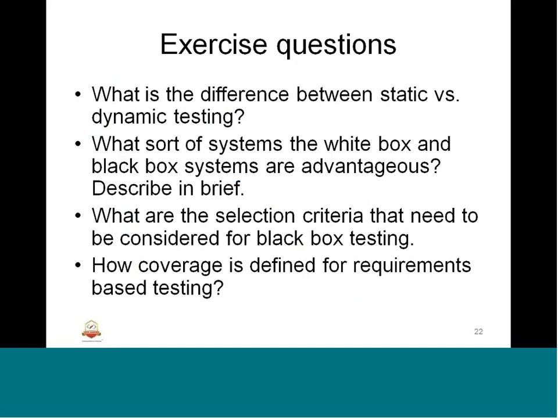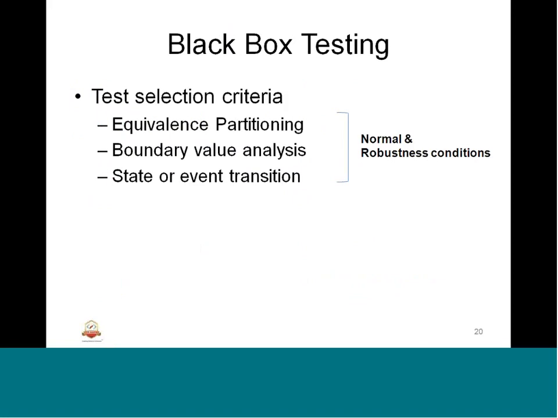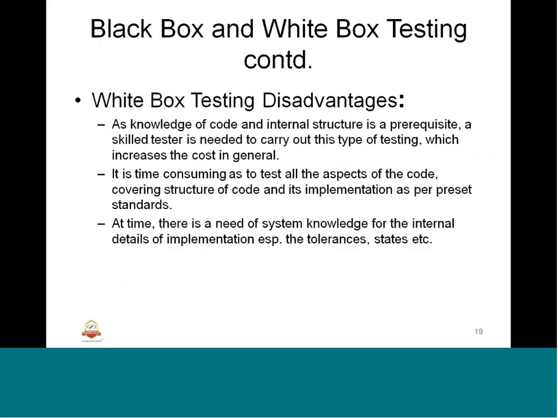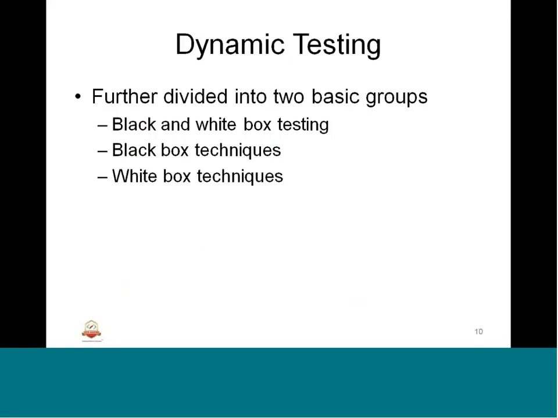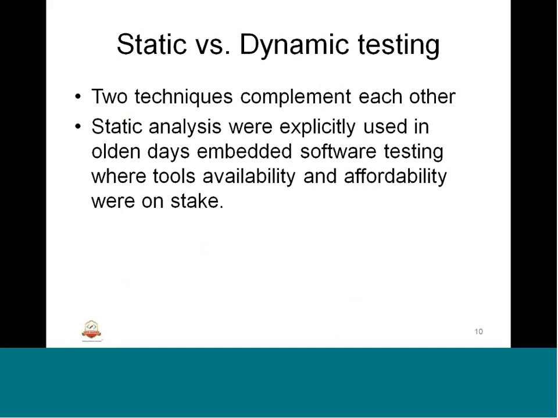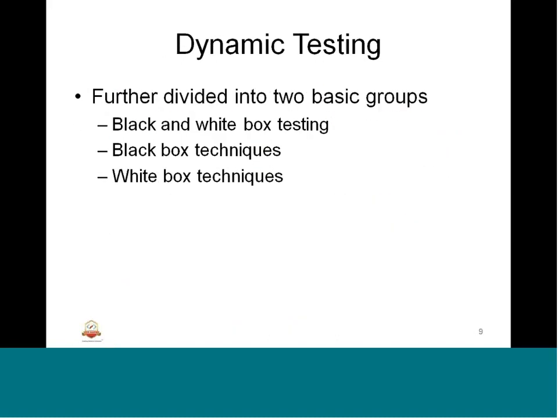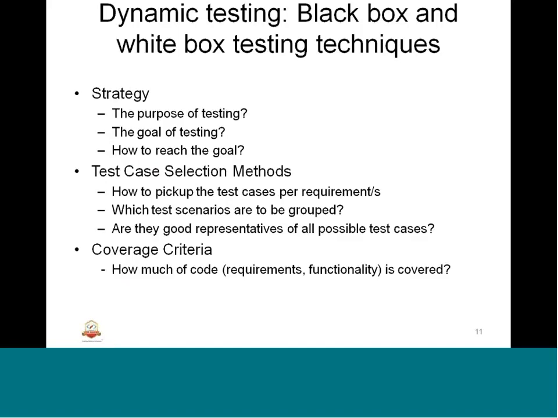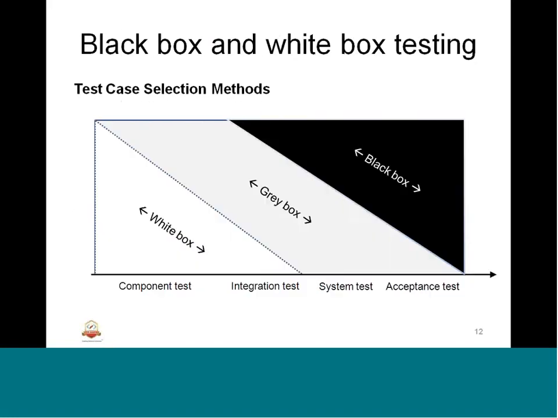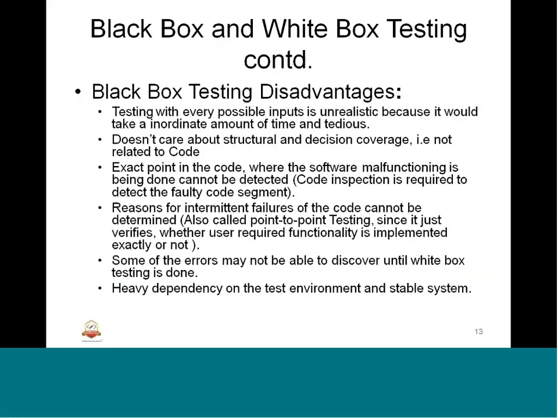Okay, so we will go to the next class with equivalence partitioning, boundary value analysis, etc. To recap on today's class, we studied about the methods of dynamic testing, black box and white box, its advantages, disadvantages, and the grouping of that, and what is the selection, and what is the coverage for white box as well as black box. Thank you.